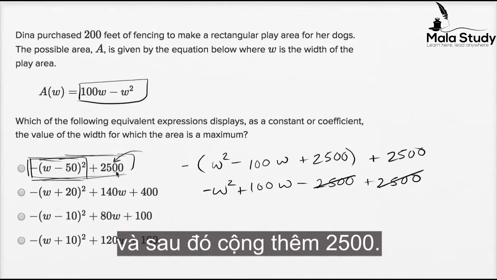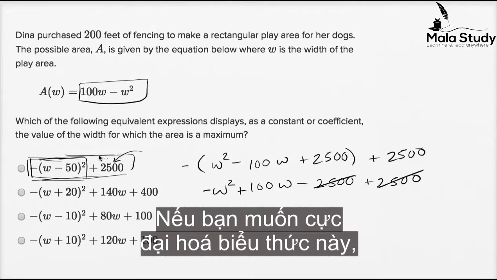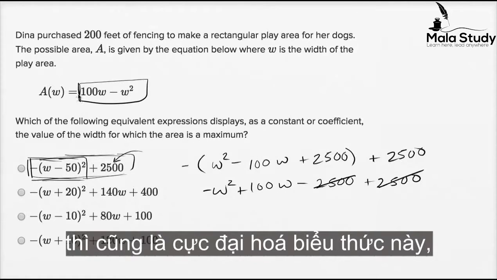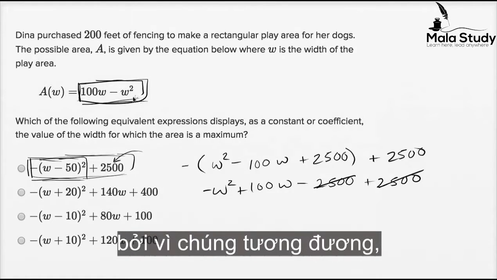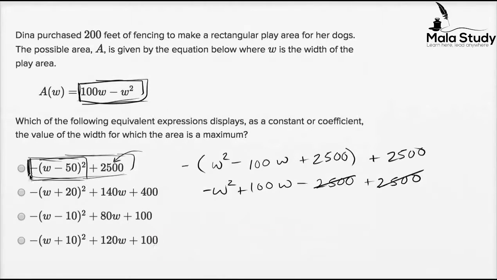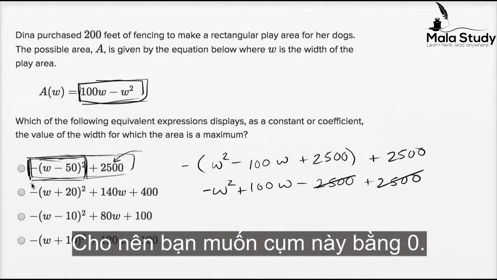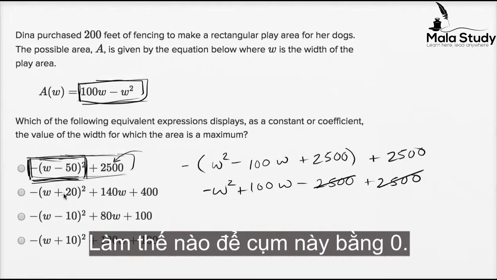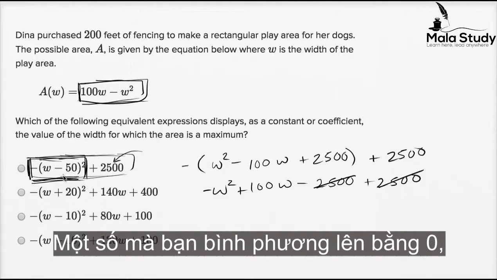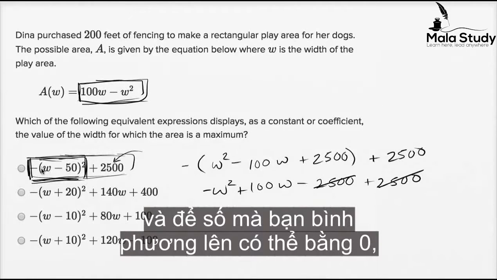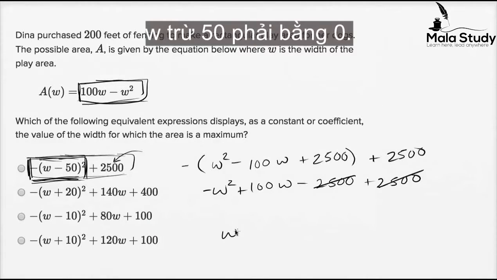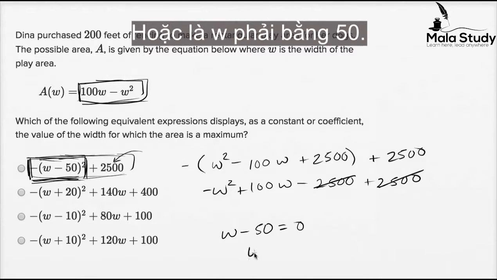And then you have plus 2500. So if you wanted to maximize this expression, which is the same thing as maximizing this expression because they're equivalent, you want to not subtract anything. So you want this part to be equal to 0. So how can this part be equal to 0? Well, the thing that you're squaring is equal to 0. And in order for the thing you're squaring to be equal to 0, W minus 50 needs to be equal to 0, or W needs to be equal to 50.